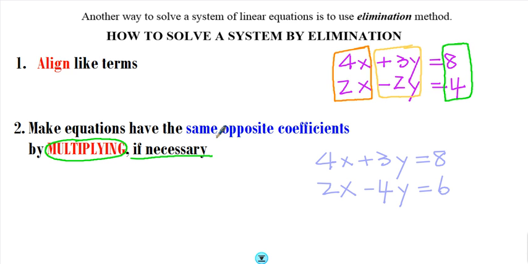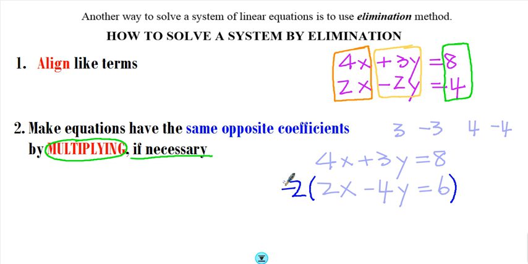If I have to make the same opposite coefficient, it's like 3 and negative 3, or 4 and negative 4, the same number but opposite signs. So if you see here, 4 and 2 are not opposite, 3 and negative 4 are not opposite. So you have to make them, and how we do that is by multiplying. This is positive 4. So if I want to make that negative 4, because I need to have the same opposite coefficients, I'm going to multiply everything here by negative 2.